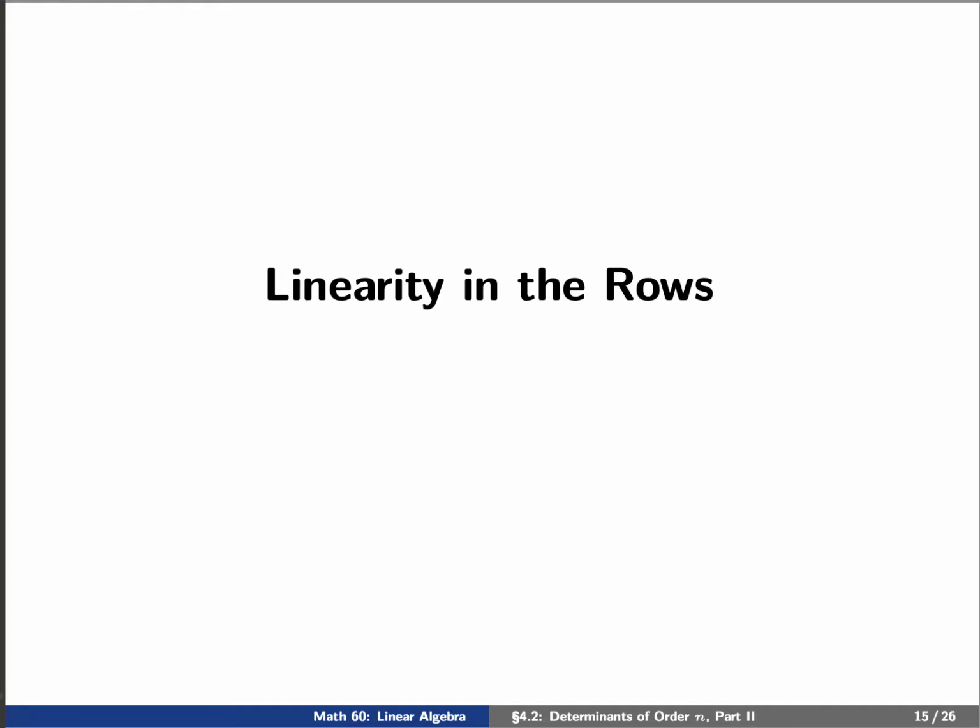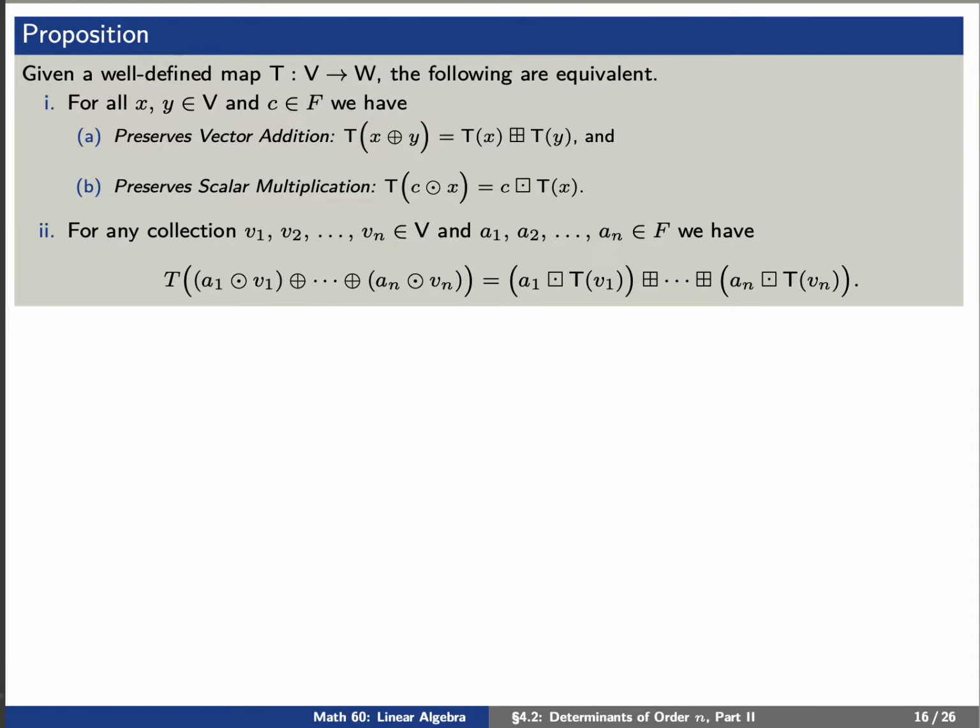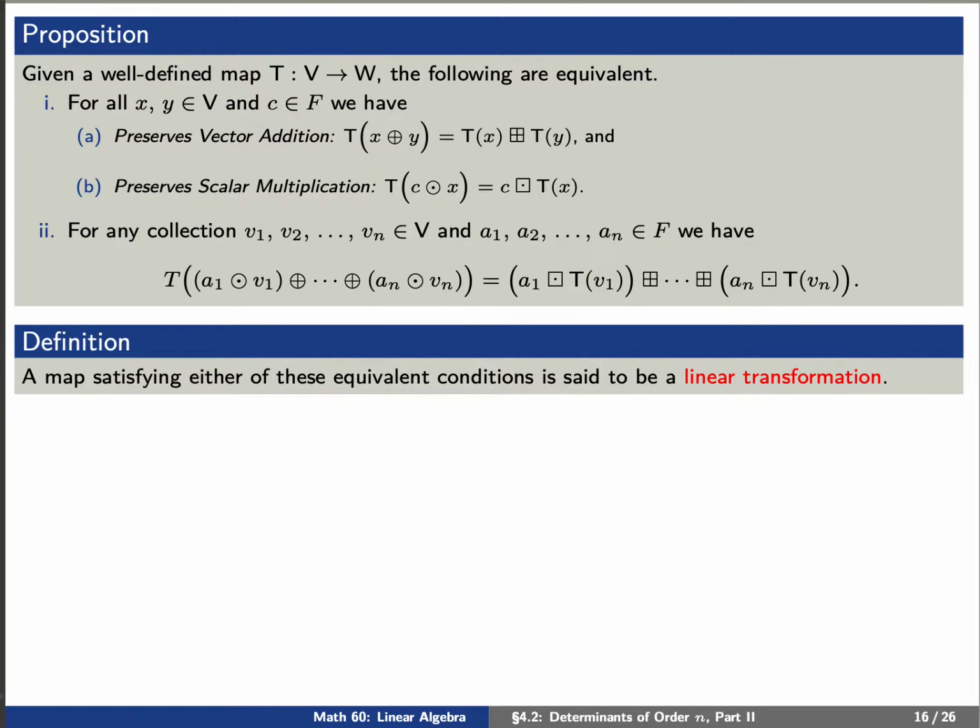For today's lesson, we'd like to go over what's called linearity in the rows. To do this, let's first recall some definitions. Let's say that we have two vector spaces V and W. For a given well-defined map T from V to W, the following statements are equivalent. That is, for all x and y, T preserves vector addition, and for scalar c, T preserves scalar multiplication. This is equivalent to saying that T preserves linear combinations. A map satisfying either of these equivalent conditions is said to be a linear transformation.